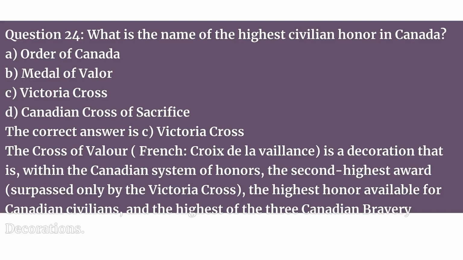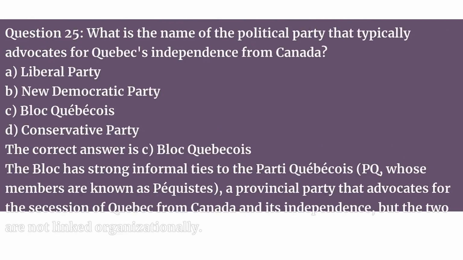Question 25. What is the name of the political party that typically advocates for Quebec's independence from Canada? A. Liberal Party, B. New Democratic Party, C. Bloc Québécois, D. Conservative Party. The correct answer is C. Bloc Québécois. The Bloc has strong informal ties to the Parti Québécois, PQ, whose members are known as Péquistes, a provincial party that advocates for the secession of Quebec from Canada and its independence. But the two are not linked organizationally.